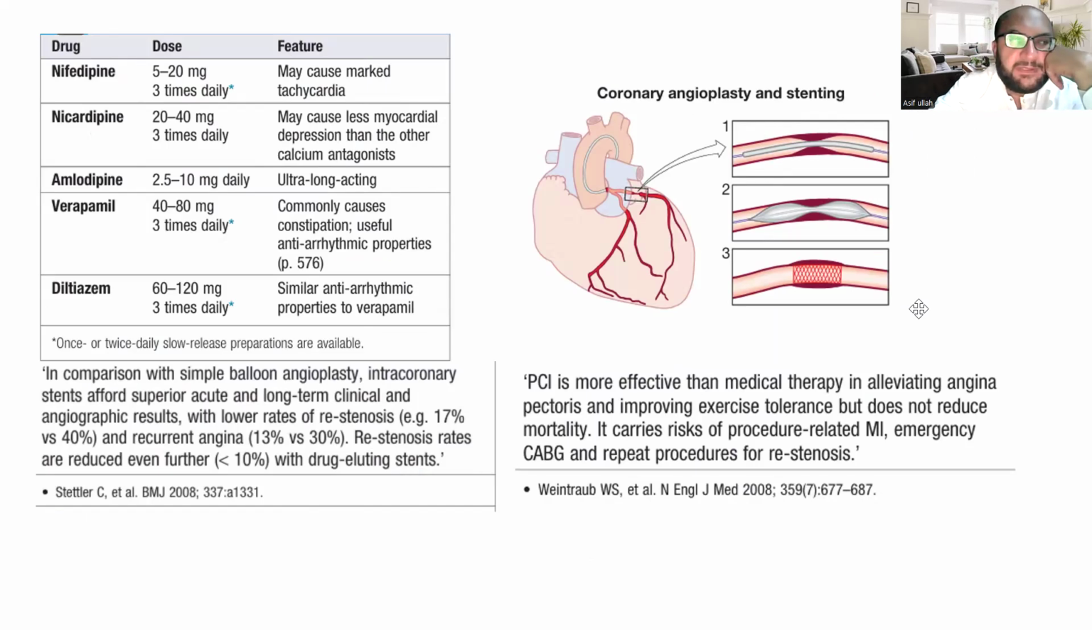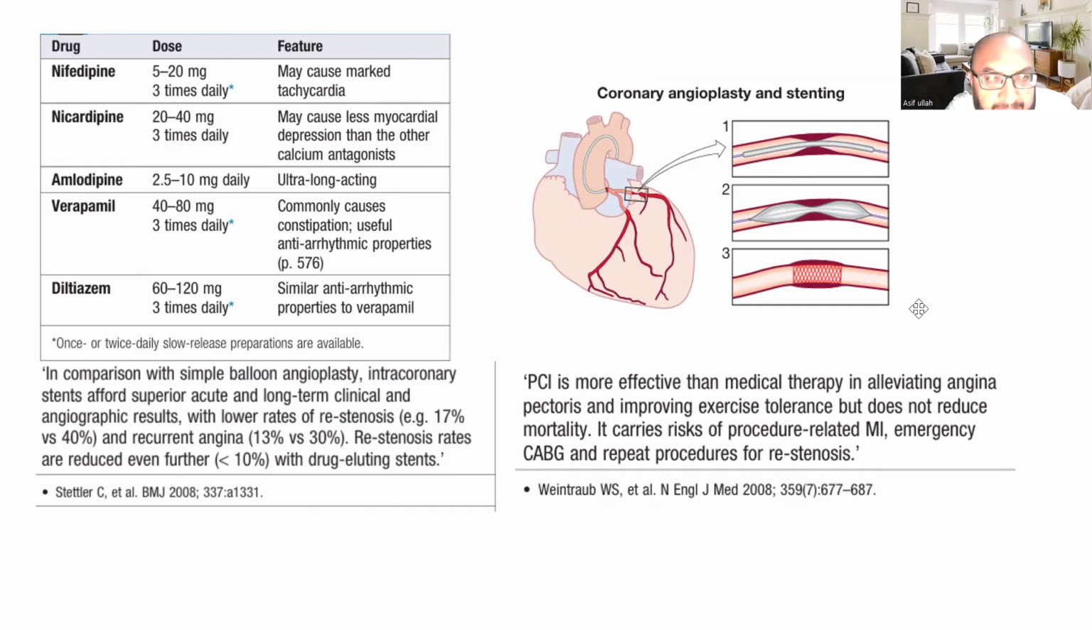We said that previously as well: nifedipine, nicardipine, amlodipine, verapamil, they can be used. For example, nifedipine 5 to 20 mg 3 times a day, but it can cause marked tachycardia, so it is not really favored by cardiologists. Nicardipine is another medication, 20 to 40 milligrams 3 times a day. It causes less myocardial depression than other calcium antagonists.